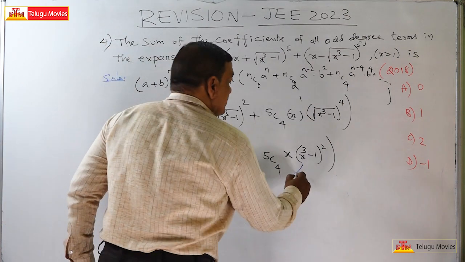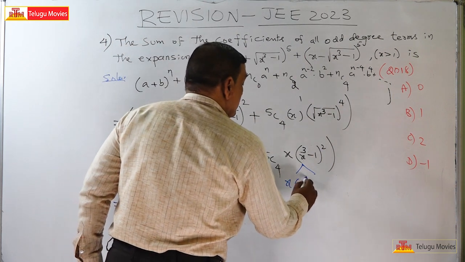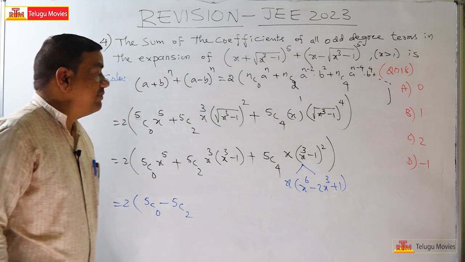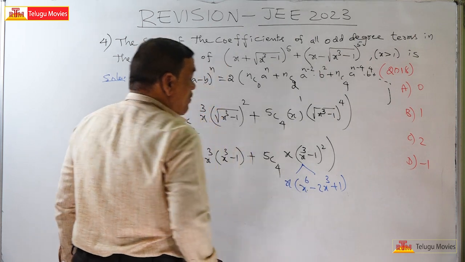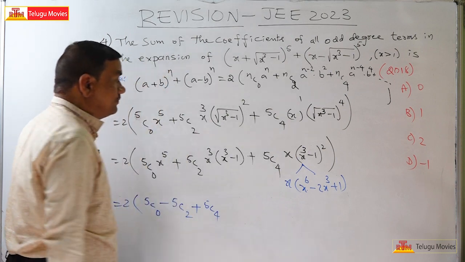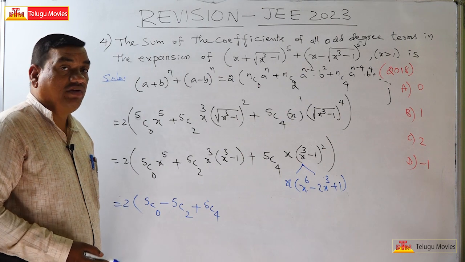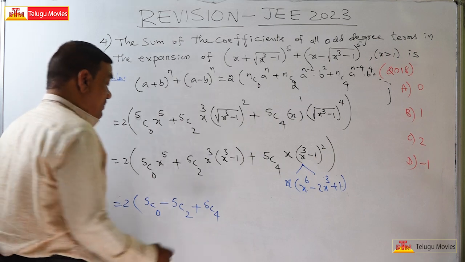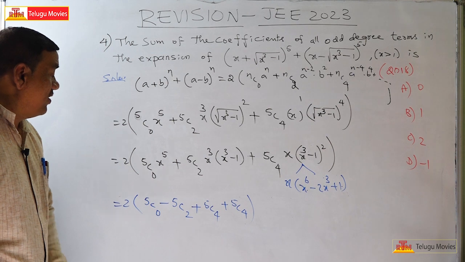So observe here, in this expansion x into (a minus b) whole square, x^6 minus 2x^3 plus 1. Understand? (a minus b) whole square is a^2 minus 2ab plus b^2. So x into x^6, that is an odd number, so 5C4 will come. x into x^3, x^4, even number, you won't take. x into 1, x, that is odd, 5C4. So let us check here the answer. This will be the final answer.